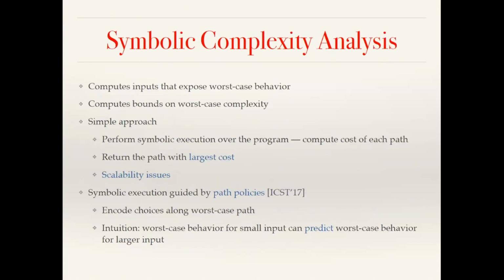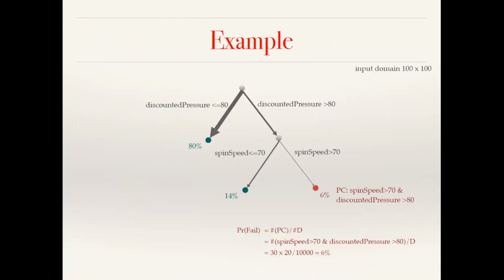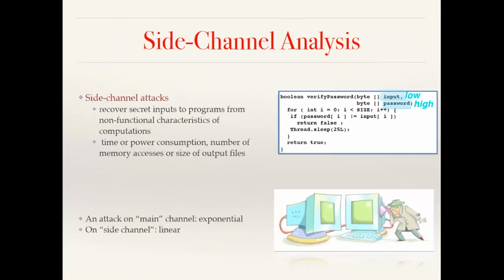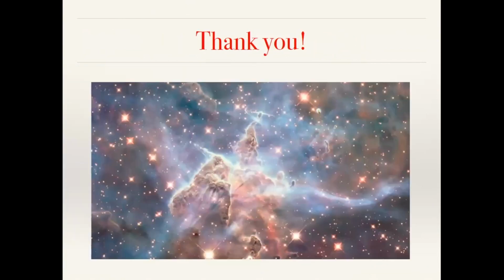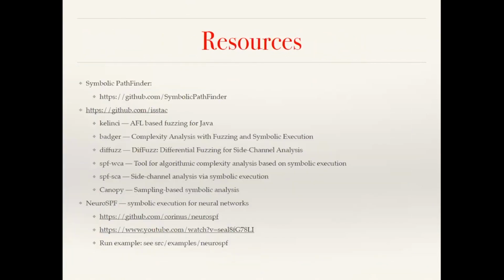And since I don't have time to go through any of this, sorry, I just want to go to the end and show the resources. So I would like to end with an overview of the resources. The GitHub address for Symbolic Pathfinder is listed first, and then many of the projects and applications that I mentioned are under a different repository.